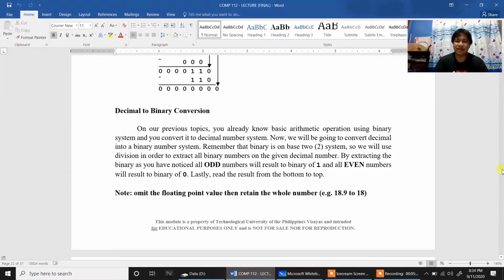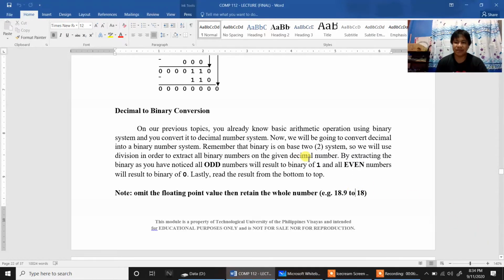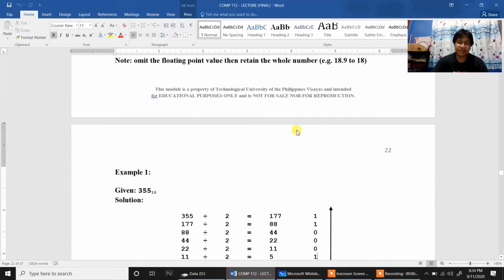So for example, if you have 18.9, you just omit the 9, but automatically it is 1. So 18.9 means it has a decimal value, so it is 1. And then the 18 is retained, and the 9 you just omit. So that is the rule of getting the conversion of decimal to binary.